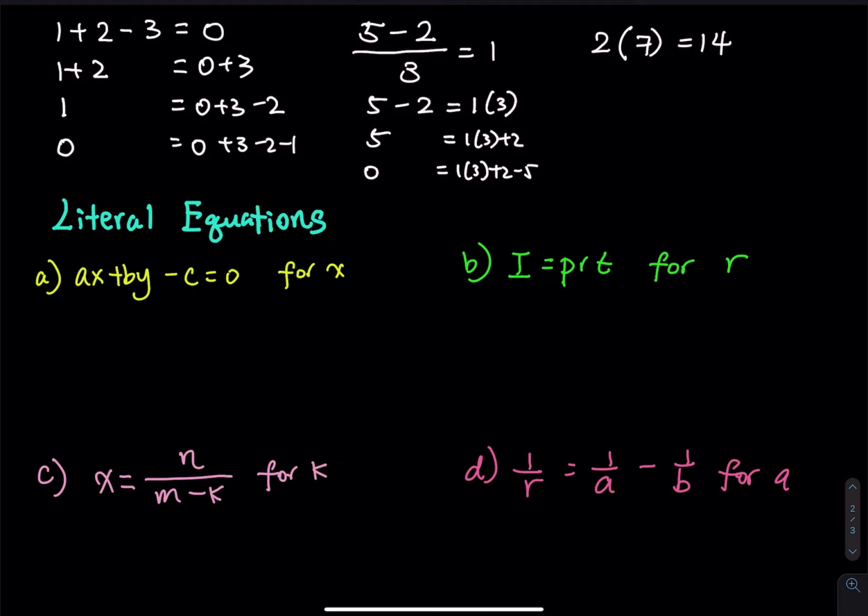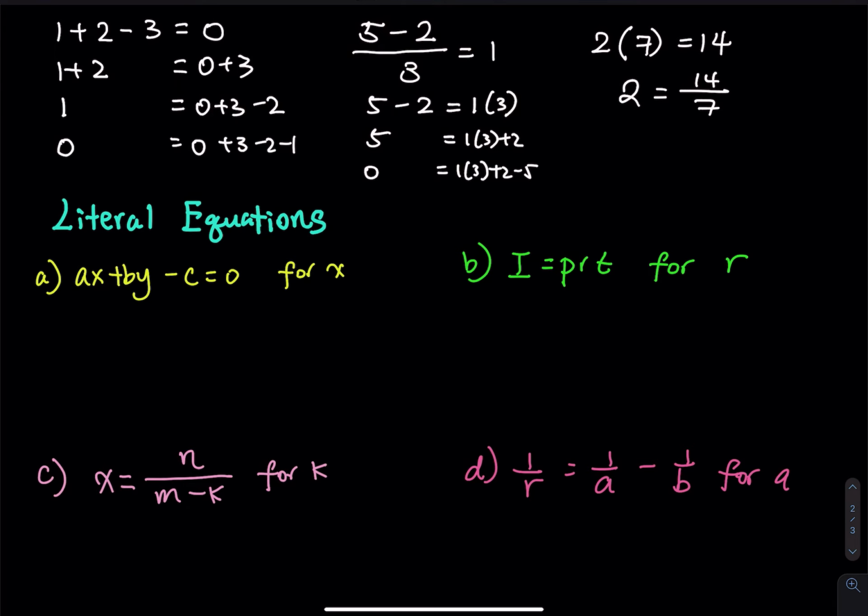And then the next one, how do you isolate 2 on one side? So all you have to do is divide 7 on both sides. So 2 equals 14 divided by 7. So 2 equals 2, right? So let's start working on part A.